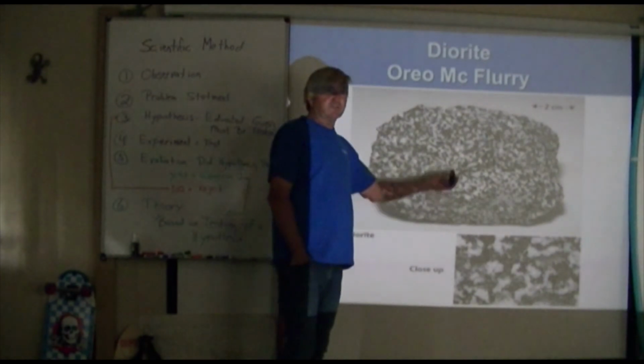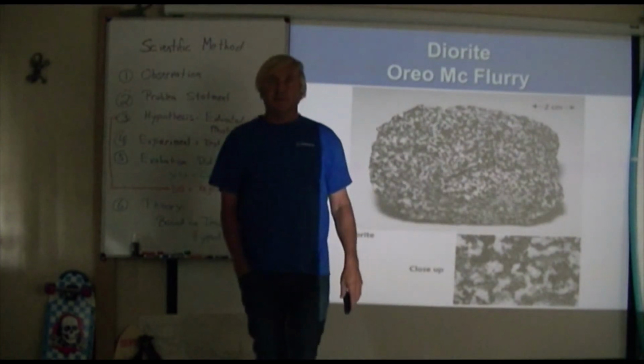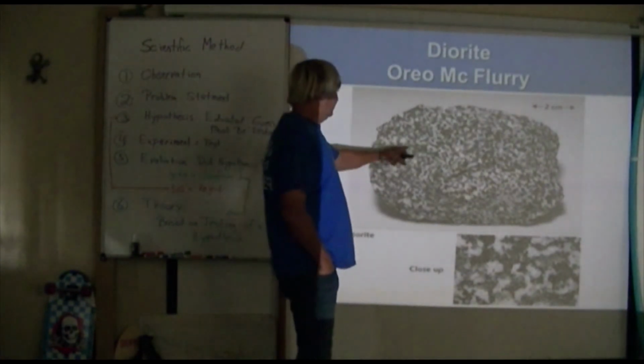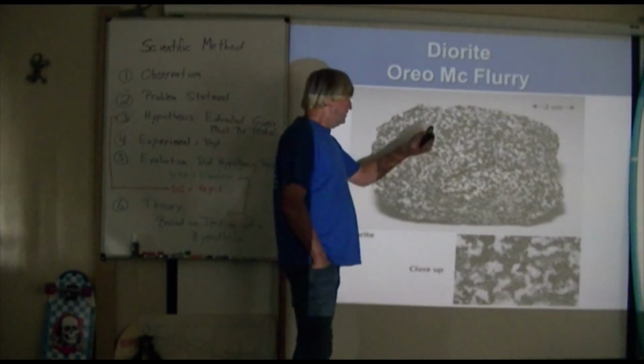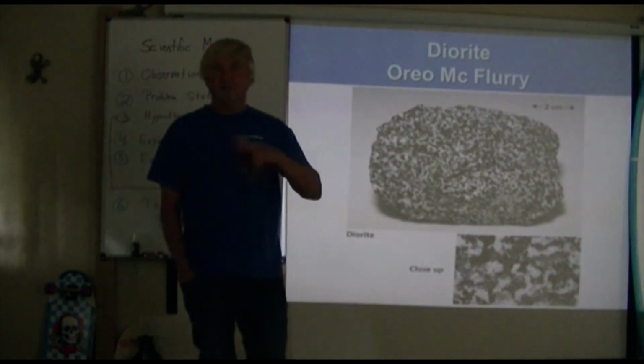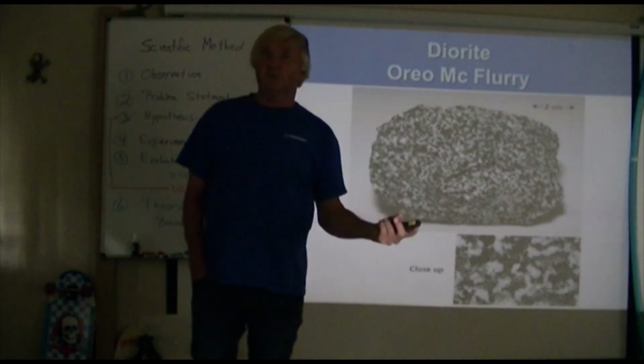So diorite is a rock that formed under the ground. It had a long time to cool. There are two distinct minerals in here. The black stuff is called amphibole, and the white stuff is a white plagioclase. Now if you took this rock and ground it down in a blender and mixed it all together, it'd form a gray rock.